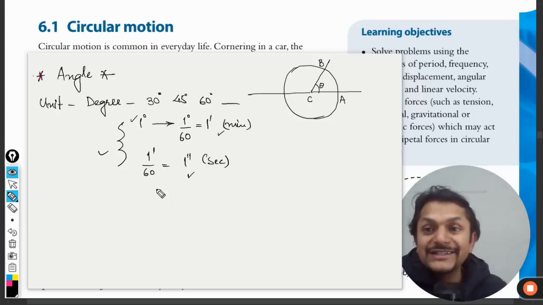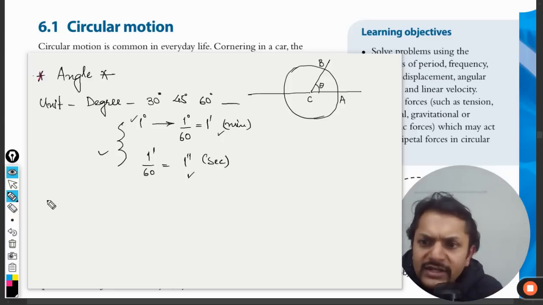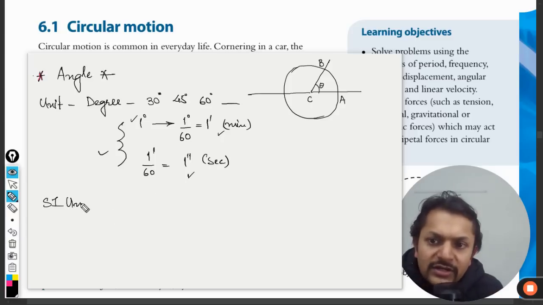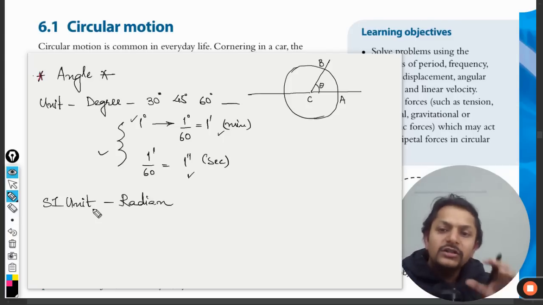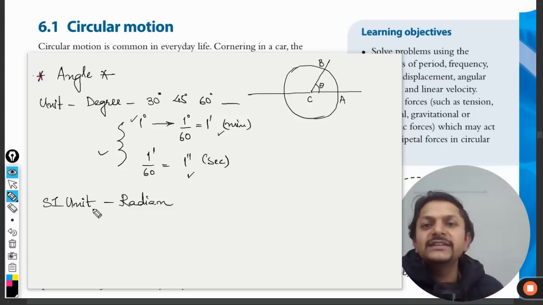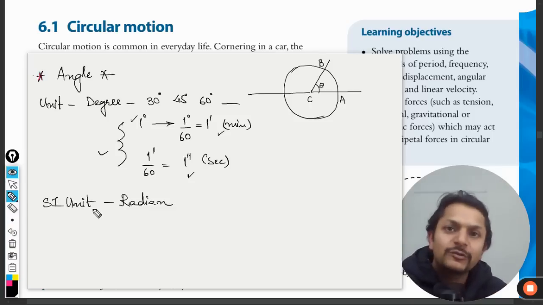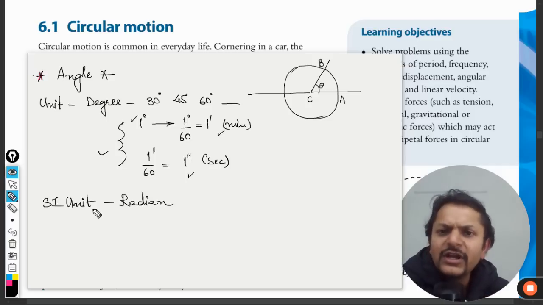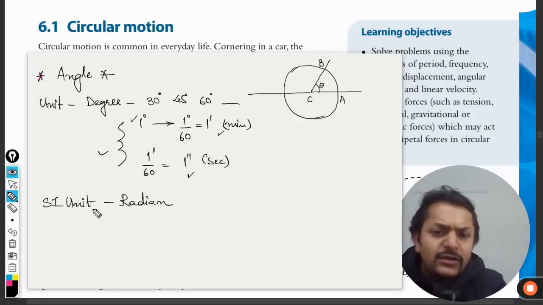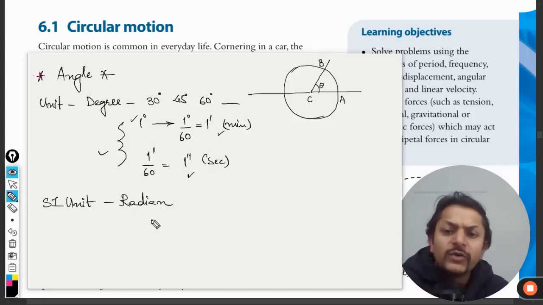But point to be noted, this is not the SI unit. What is the SI unit? The SI unit for the angle is radian. Okay, now this is radian, but how is it defined? Very cleverly, scientists have created this thing. You might ask me why the degree is not taken as the SI unit. The reason will be very clear when we learn what a radian is.